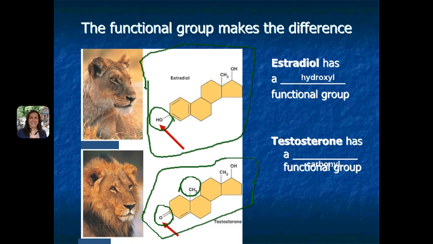And those small differences are responsible for the fact that testosterone or testosterone derivatives are used to determine secondary sexual characteristics in males, such as the mane of this lion, while estradiol is used for determining secondary sexual characteristics in females.